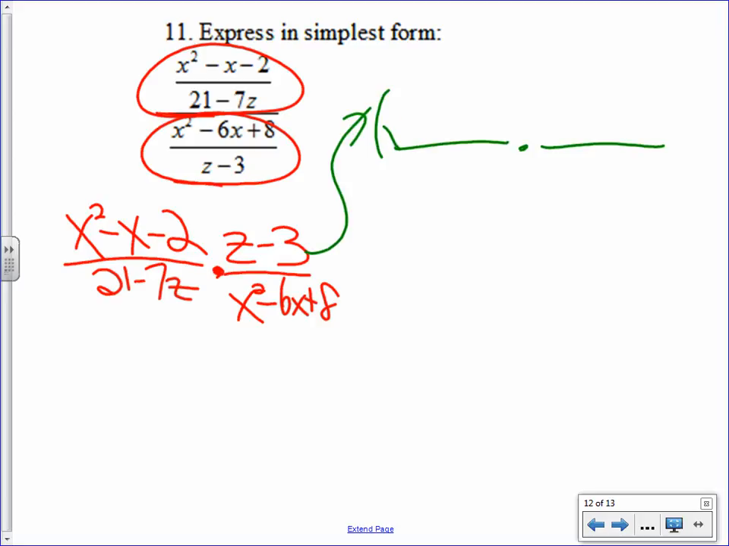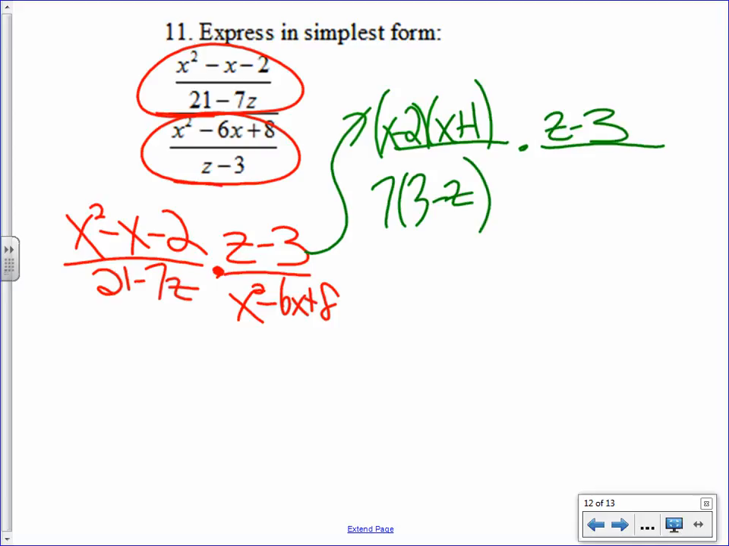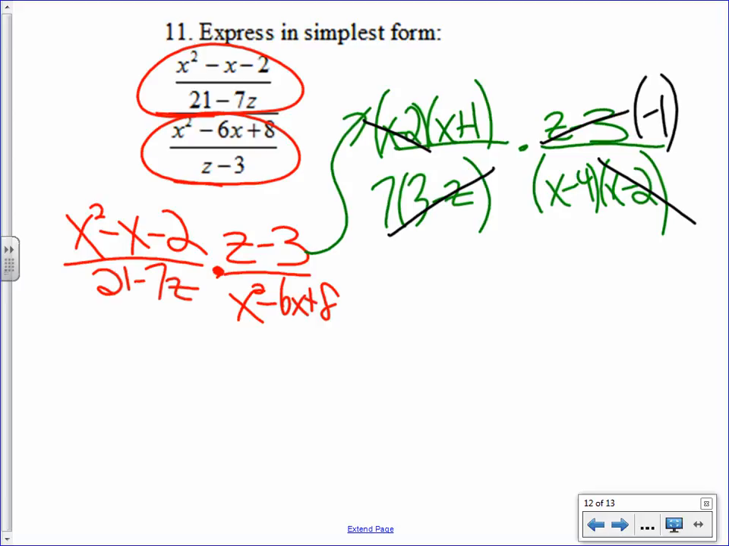Top left, trinomial. Bottom left, GCF. Top right, no GCF, no dots, no trinomial, no grouping, can't be factored. Bottom right, trinomial. Cancel anything that's on top and bottom. X minus 2's cancel. And the 3 minus z and the z minus 3 cancel to negative 1. On top, I'm left with negative 1, x plus 1. On bottom, I'm left with 7, x minus 1.